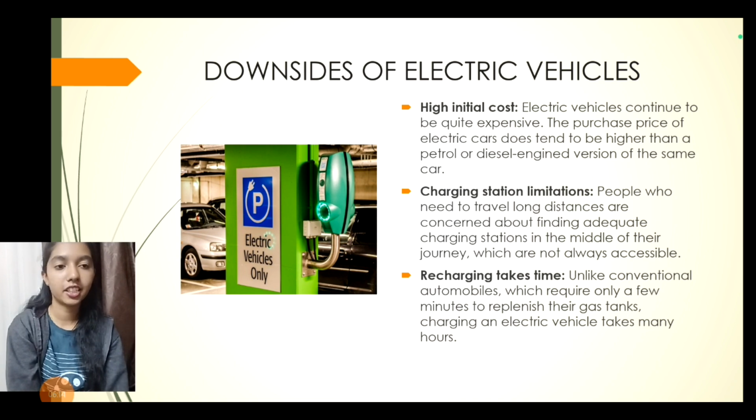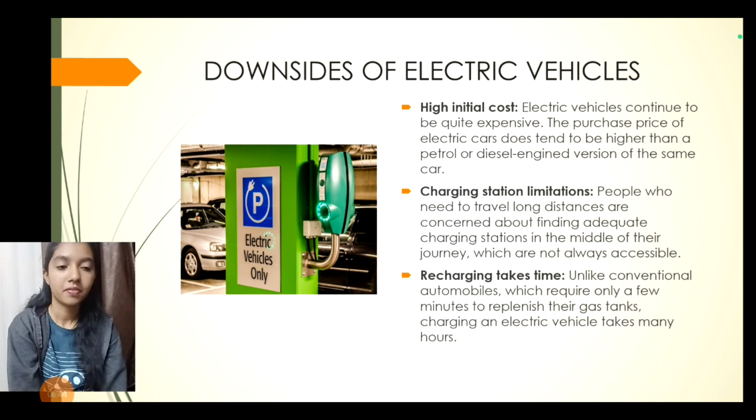Downsides of electric vehicles: high initial cost. Electric vehicles continue to be quite expensive. The purchase price of electric cars does tend to be higher than a petrol or diesel engine version of the same car. Charging station limitations. People who need to travel long distances are concerned about finding adequate charging stations in the middle of the journey, which are not always accessible.